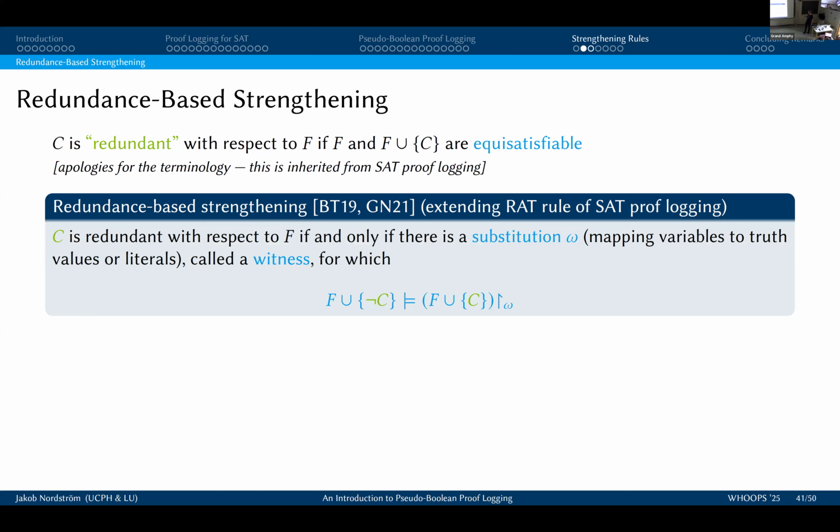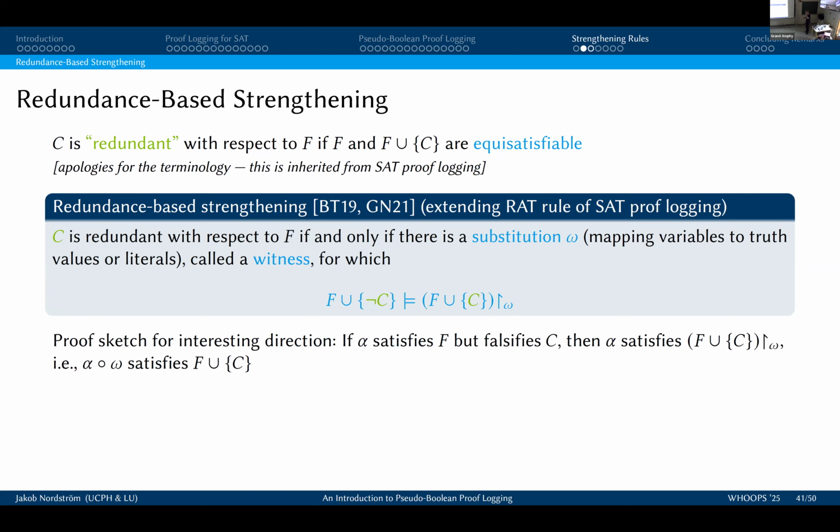If you accept that this is the meaning of redundant, then C is redundant with respect to F if and only if the following holds. There is a substitution omega, which maps variables to truth values or literals, and we'll refer to this substitution as a witness, for which the following implication holds: F union the negation of C implies F union C, if I plug in the substitution omega first. This notation means take omega and plug it into all of these constraints. Let me see if we can unpack what this means.